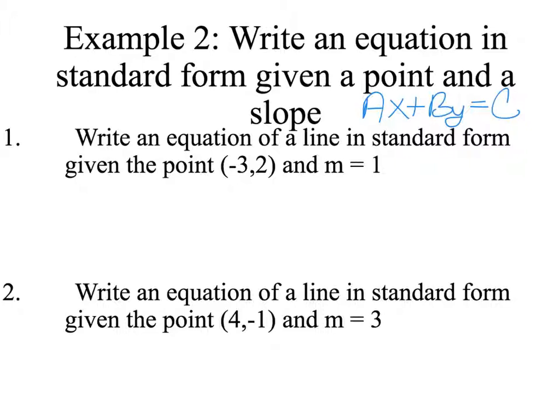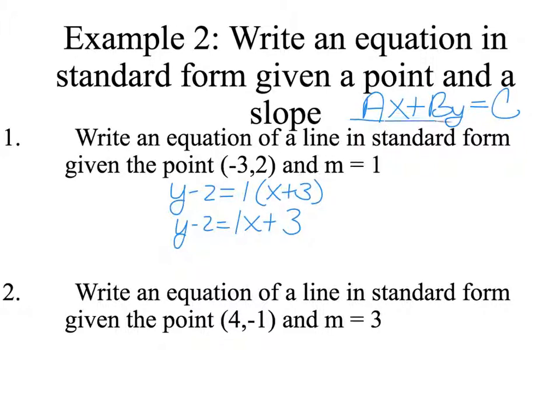So, starting with the first one, you want to write this in point-slope form first. So that's going to give me y minus 2 equaling 1 times x plus 3. That's the equation in point-slope form. Now what you want to do is you want to distribute through the parentheses. I know we're just distributing a 1, but at some point you won't be distributing a 1, so you want to distribute through. So y minus 2 equals 1x plus 3.